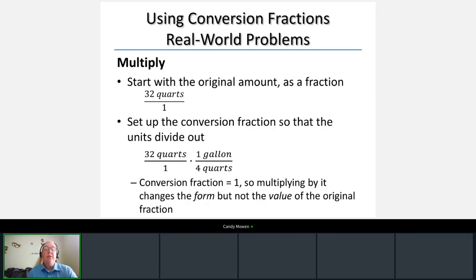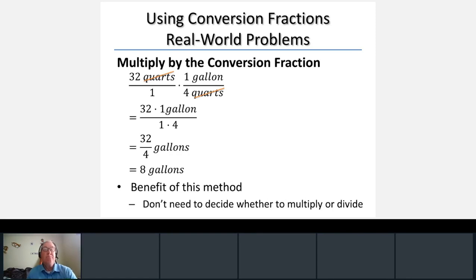Start with the original amount as a fraction, 32 quarts over 1. Set up the conversion fraction so that the units divide out. So you want the quarts to cancel out, and go to gallons. The conversion fraction is 1, so multiplying changes the form, but not the value of the original fraction. Quarts cancel. 32 times 1 is 32. 4 quarts is 4. Divide 4 into 32, so the equivalent is 8 gallons. Benefit of this method, you don't need to decide whether to multiply or divide. Sometimes you do have to.